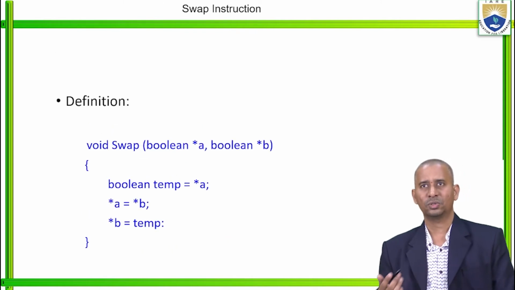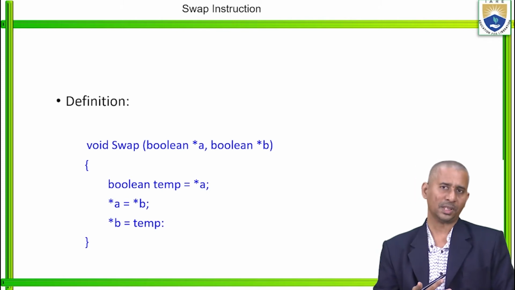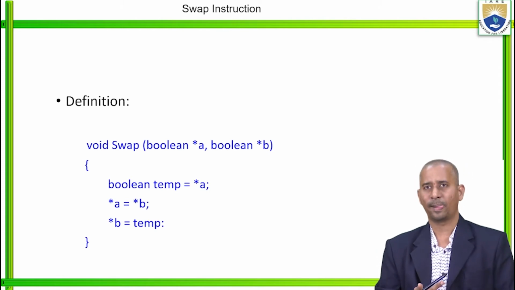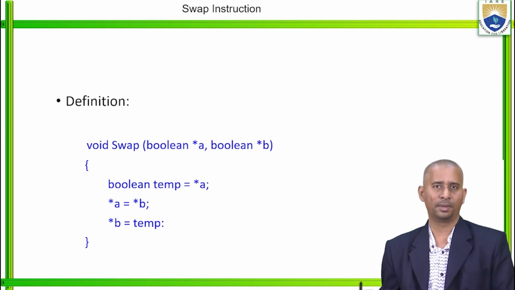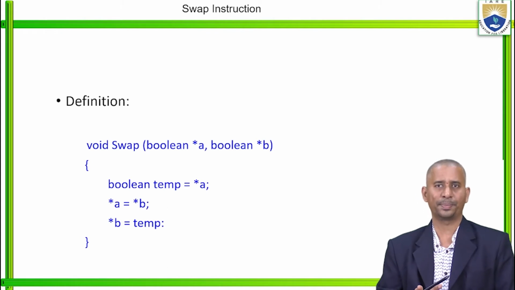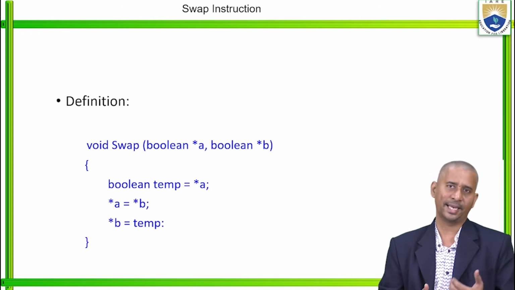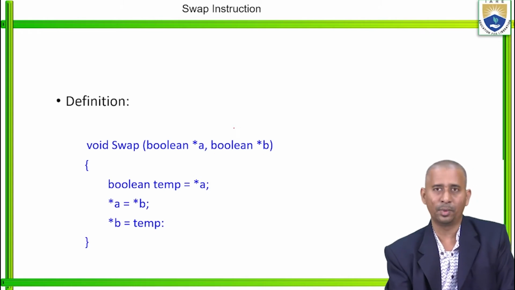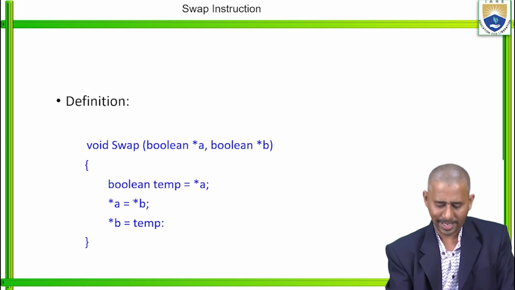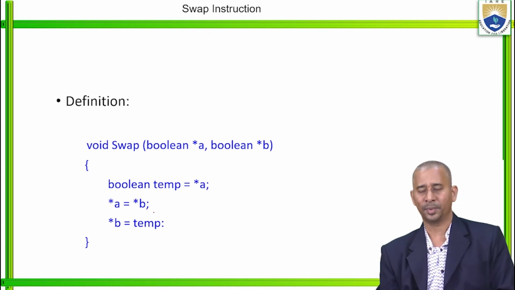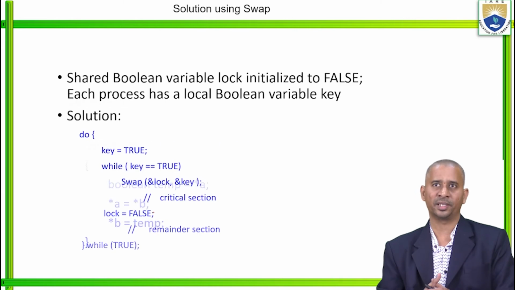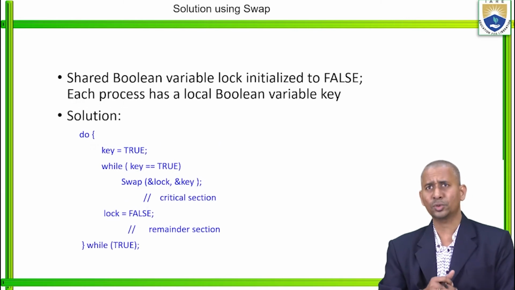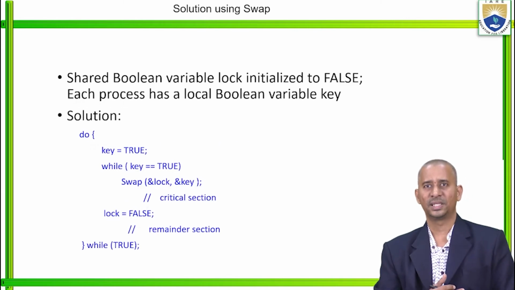Then the third one, the swap instruction. That is the swapping of two variables without using any other third process. Whenever two processes share the same resource, we describe here Boolean a and Boolean b, and Boolean temp. So temp equals a, a equals b, b equals temp. That is the swap instruction.